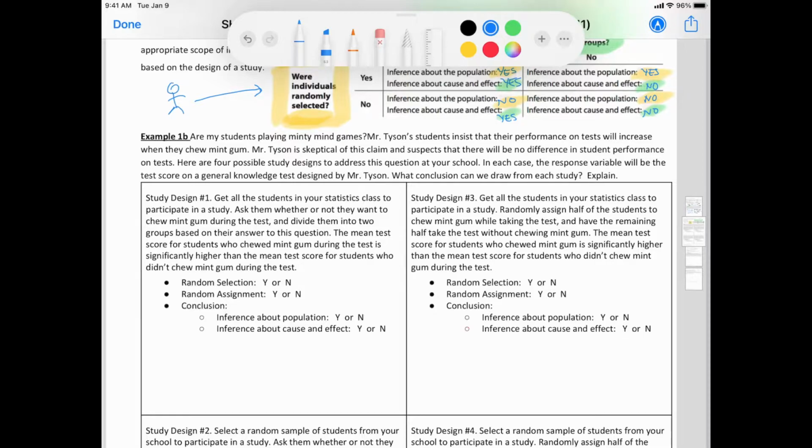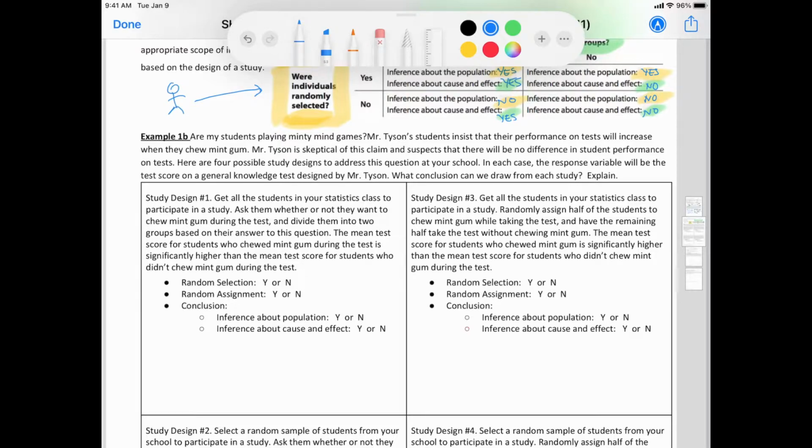Example 1B, are my students playing minty mind games? Mr. Tyson's students insist that their performances on tests will increase when they chew mint gum. Mr. Tyson is skeptical of this claim and suspects that there will be no difference in student performance on tests. Here are 4 possible study designs to address this question at your school. In each case, the response variable will be the test score on a general knowledge test designed by Mr. Tyson. What conclusion can you draw from each of these studies?